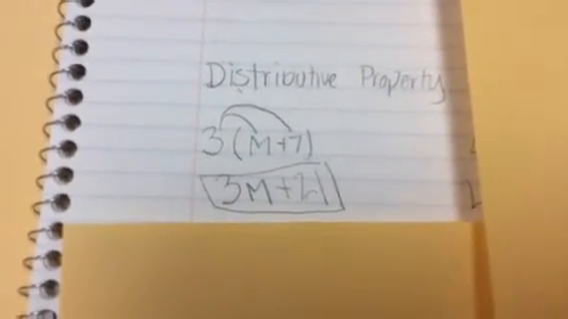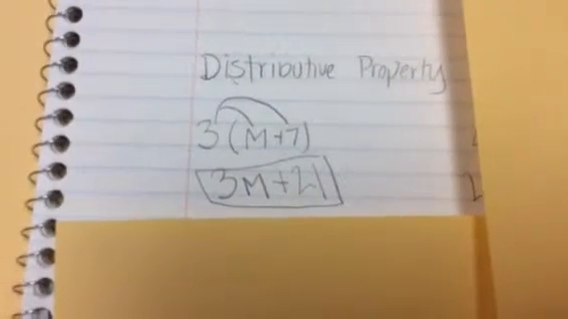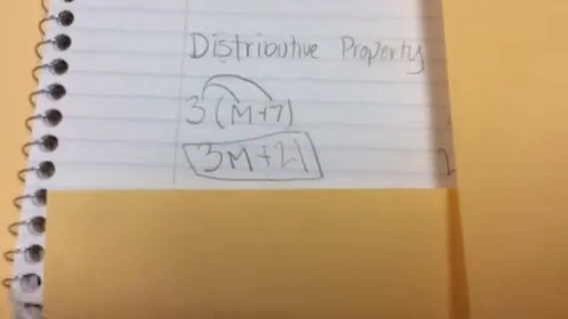You're going to have a few problems today where you're going to get to use the distributive property and you're going to get to make the rainbow thing.